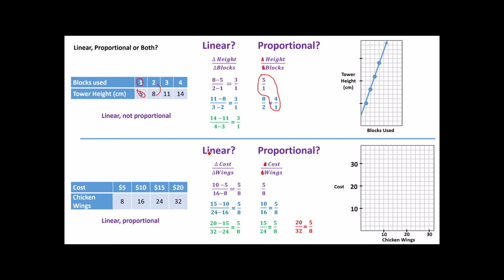Linear and proportional. And you can see if I graph those, it's $5 for 8 wings. Notice that I put my dollars up here. It's between 4 and 6. $5 for 8 wings. $10 for 16 wings. $15 for 24 wings. And $20 for 32 wings. You can see as well that this is going to be linear.